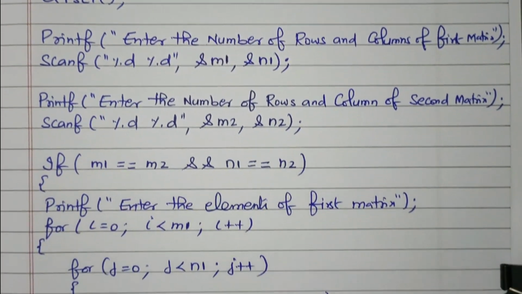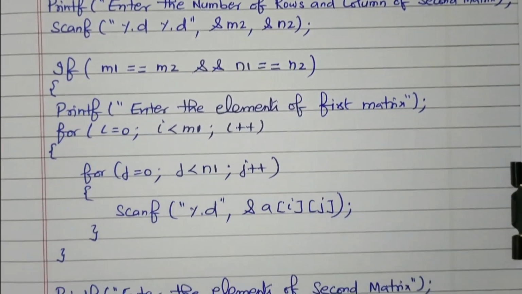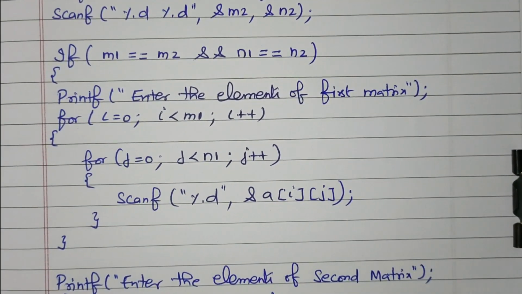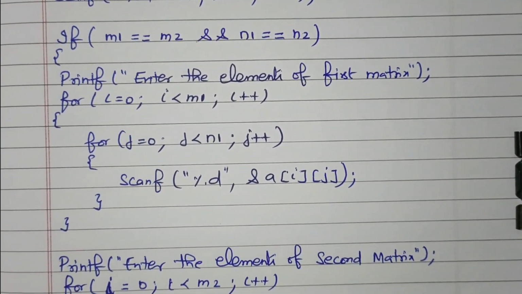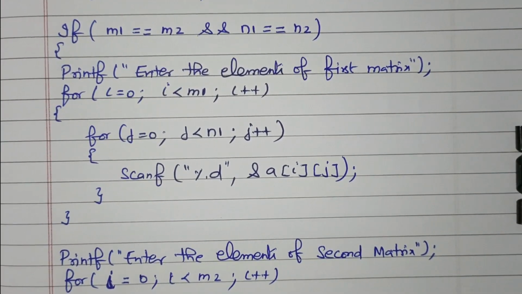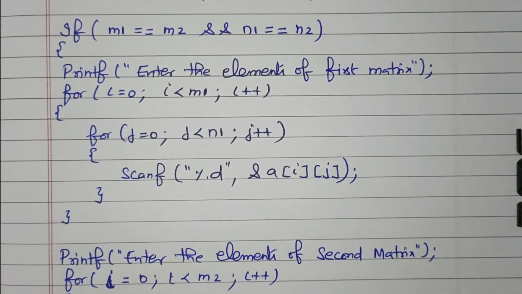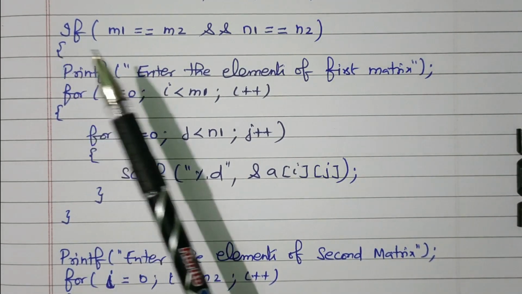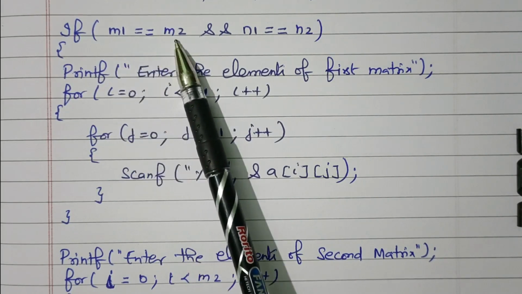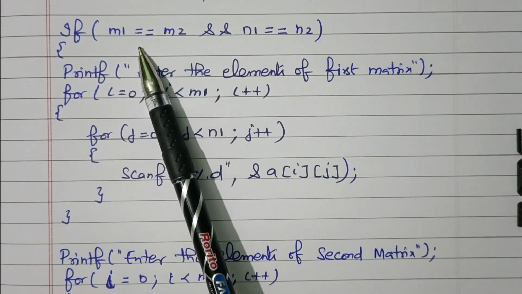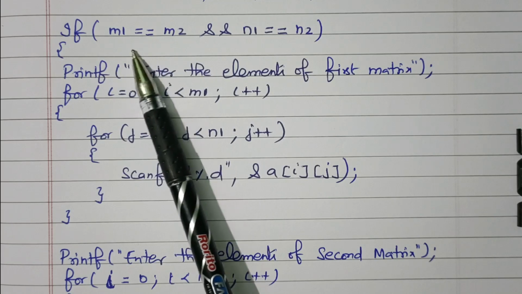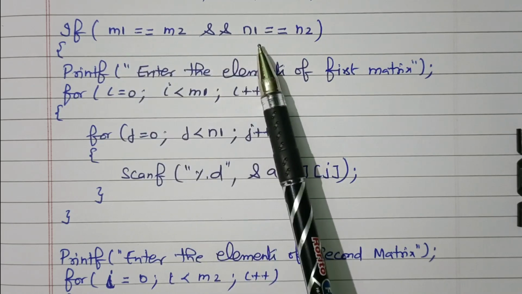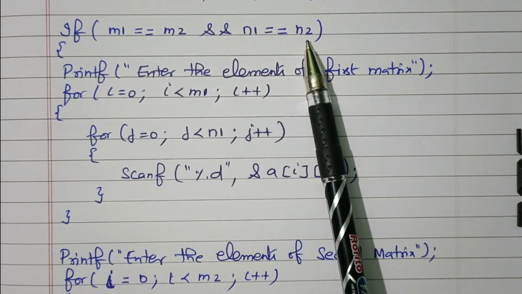Now we need to check the condition. We need to verify whether we are able to do the matrix subtraction for the given row size and column size of matrix 1 and matrix 2. For that we are going for an if condition. If M1 double equal to M2. This is checking whether both are equal, right? And symbol, N1 double equal to N2.